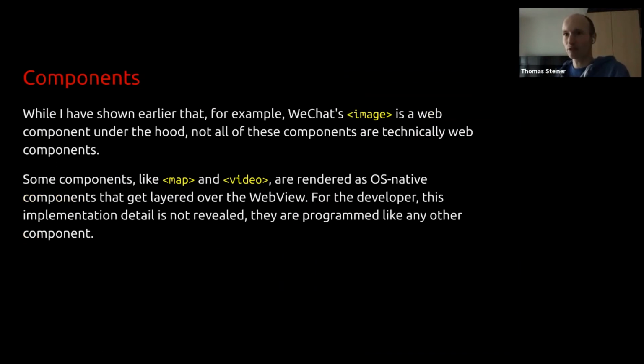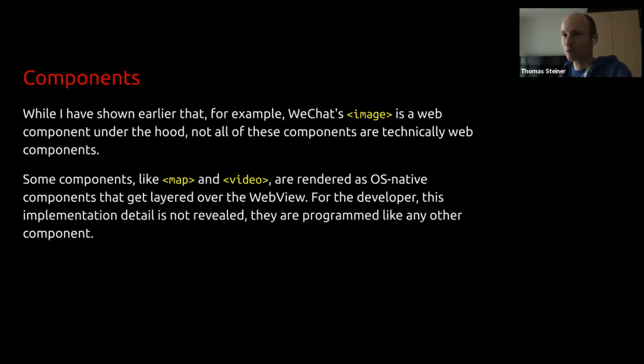Components. I talked about components a little earlier. If you remember the WeChat image web component that under the hood was implemented as wx-image. But then technically not all of these components are web components. So for example, map and video that get exposed as components on a mini app are not rendered as a regular HTML5 video or as a Google Map component or something, but they're rendered and then layered on top of the web view as operating system native components for performance reasons. So you have a web view, and then on top of the web view, you can have a map, for example, or a video that's using native code.